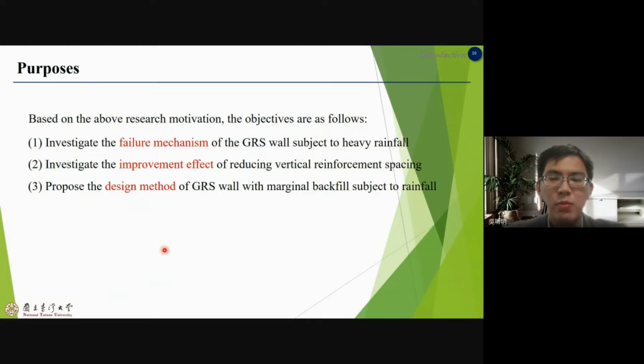Based on the above motivation, the objectives are as follows. First, investigate the failure mechanism of the GRS wall subjected to heavy rainfall. Second, investigate the improvement effect of reducing the vertical reinforcement spacing. And third, propose the design method of the GRS wall with marginal backfill subjected to rainfall.